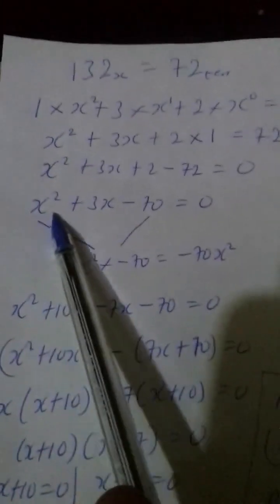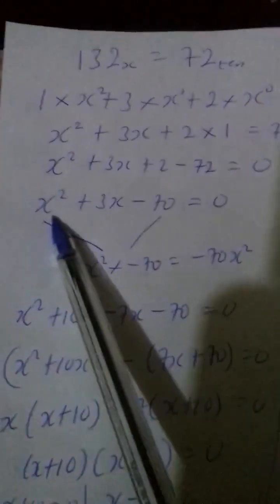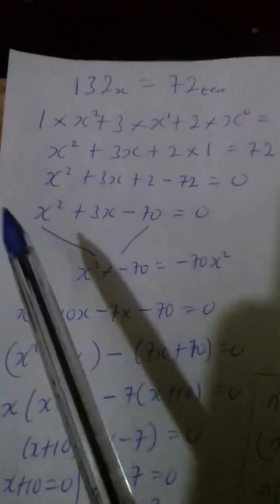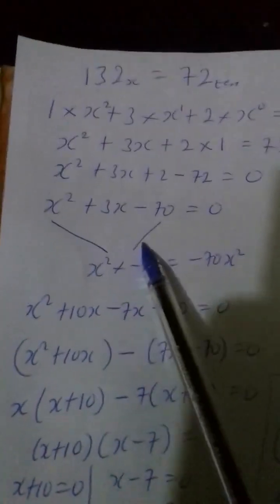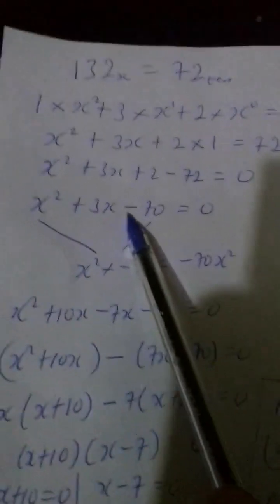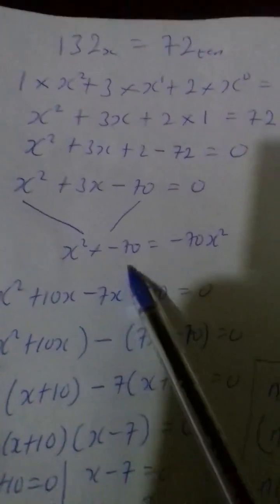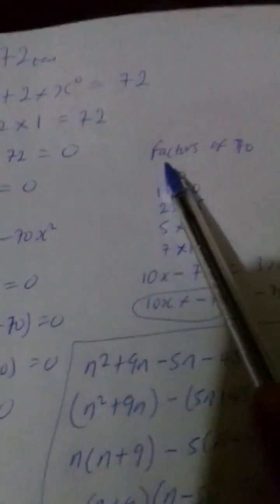Now this, x squared plus 3x minus 70 equals 0, is what we call a quadratic equation. And the way you do it is you use this x squared, the highest power, and multiply the 70, taking note of the sign, it is a minus 70, so don't forget that. So x squared times minus 70 will give me minus 70 x squared. See that? Then I will go somewhere here and find all the factors of 70. Factor means numbers that can divide 70.